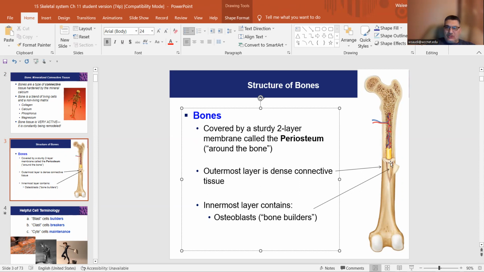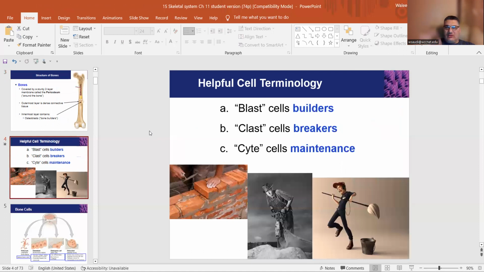The innermost, there is one inside. So there are two covers. One is outside and one is inside. The innermost is called endosteum. Not this one. The innermost is inside here. It's called the endosteum. And the cells. So far, what is the bone? Hard connective tissue. Why is it hard? Calcium. What's the bone? Cells plus matrix.